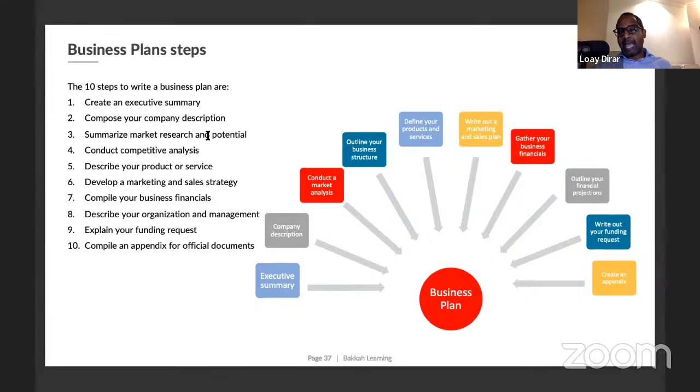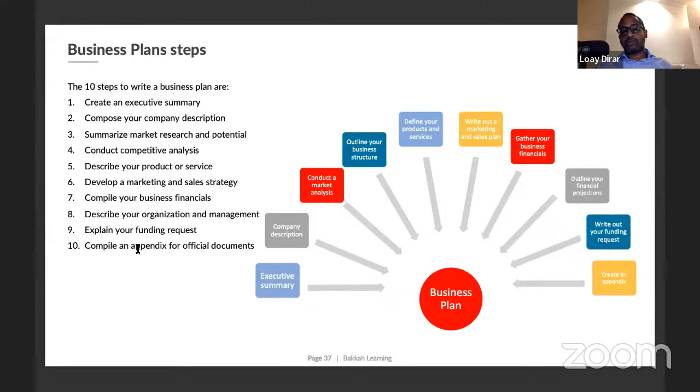which will showcase the accuracy of information, the data that you collected. Conduct a competitive analysis. Don't be biased about yourself. Try to be very, very realistic at this stage. Describe your product or service. The more clearly you describe it, the more easily the suppliers are going to provide you with the right technical inputs. Six, develop a marketing and sales strategy, which is quite obvious, and compile your business financials. How are you going to generate profits and how are you going to pay for the expenses? Describe your organization and management and the structure of the business, and explain your funding requests. How are you going to attract funding?